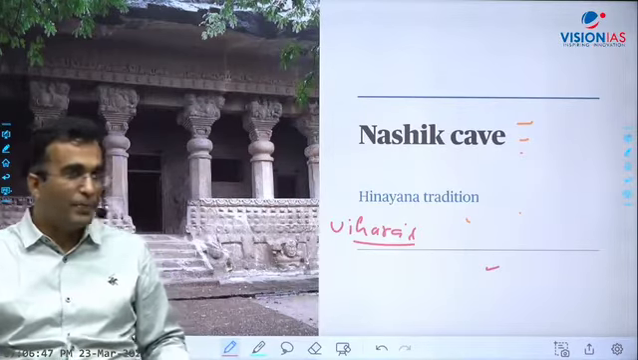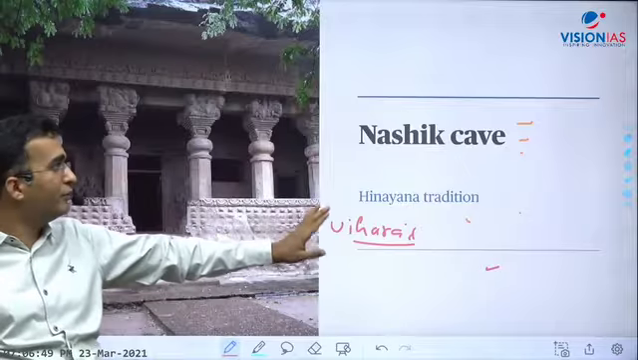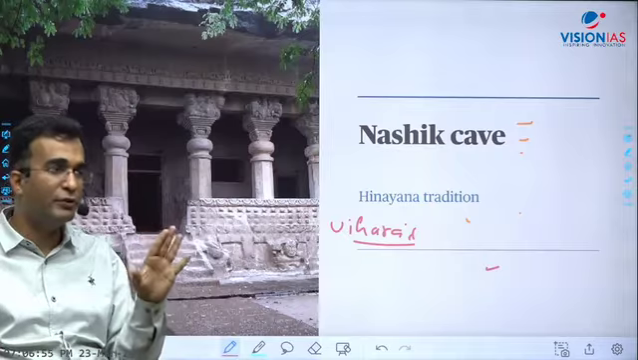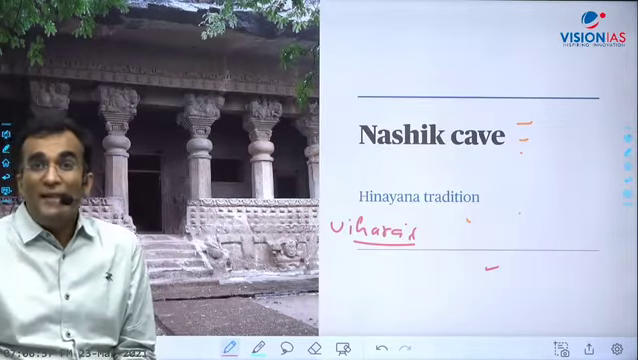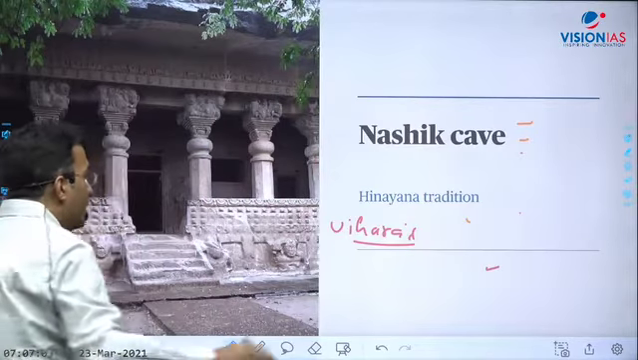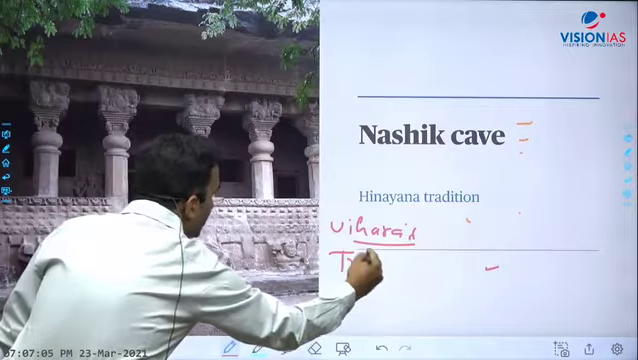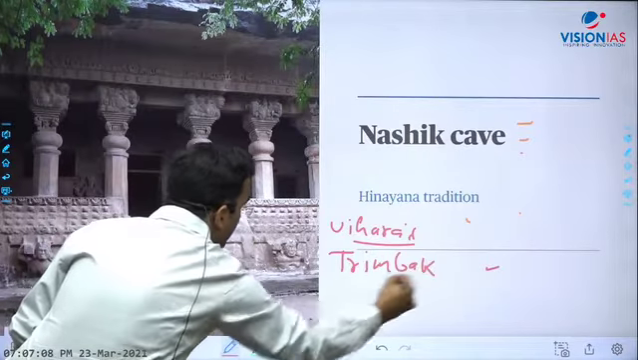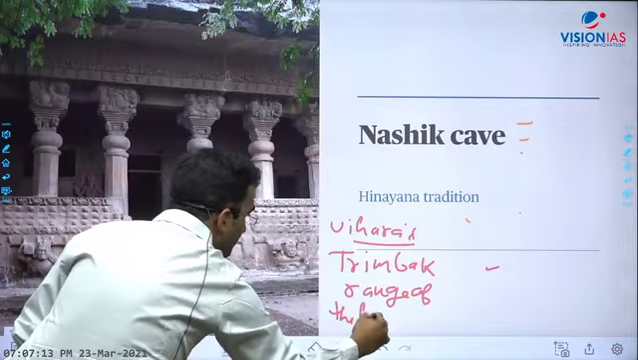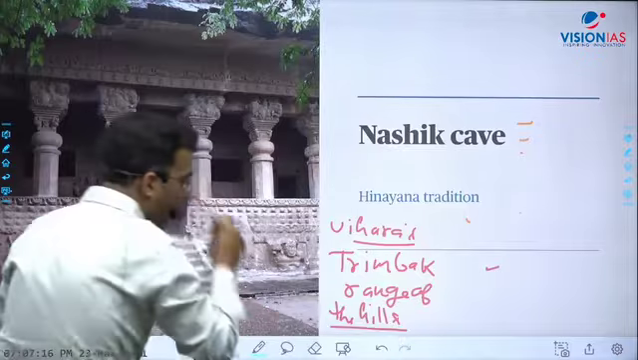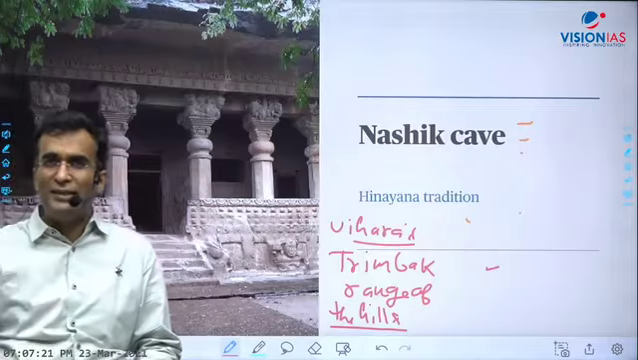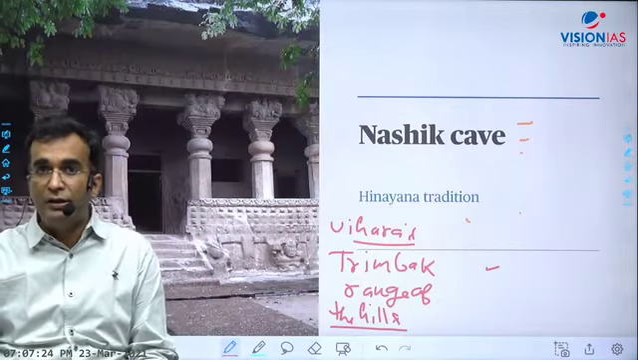So further, you write what you have written: Nasik cave, Hinayana tradition, and under Nasik you are writing Kumbh Mela, and then further write, the sacred river Godavari emerges from the Trimbak range of hills. And that's what we call Godavari Kund. The place is believed to be closer to Trimbakeshwar.